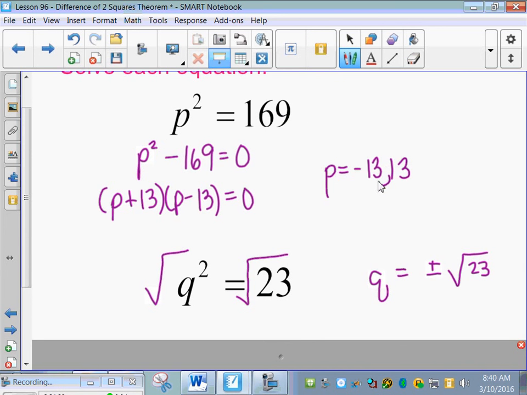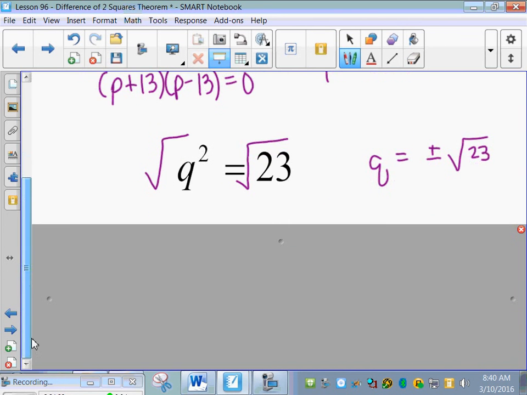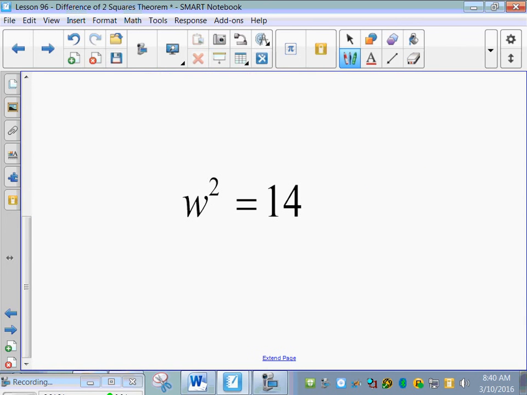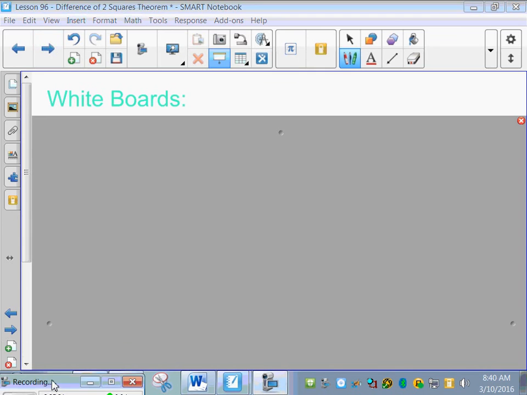Could we have solved this first one the same way? With the square root? Yes. And you would get the exact same thing, plus and minus 13. Okay? All right. Is there a perfect square number for 14? Or is 14 a perfect square number? No. So let's go ahead and do the square root way. So we get W equals plus and minus the square root of 14. Okay? Biggest error, you guys, is people forgetting plus and minus. All right, so always remember positive and negative when you're solving algebraically.